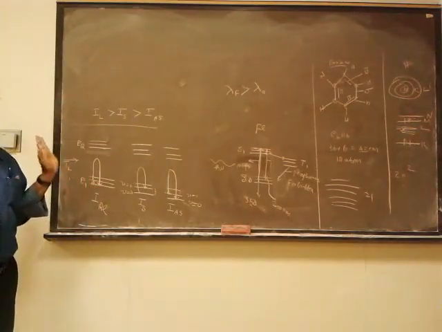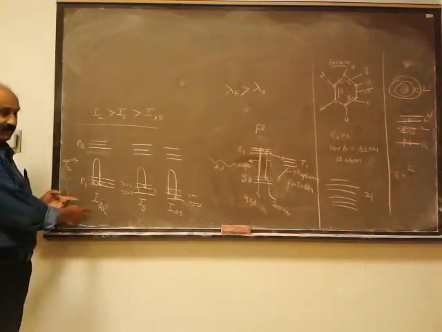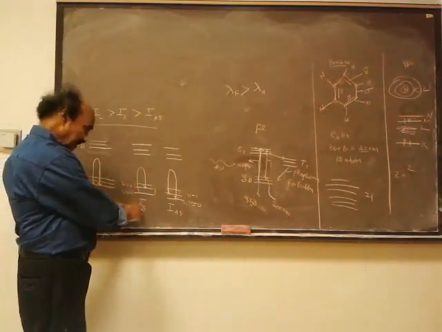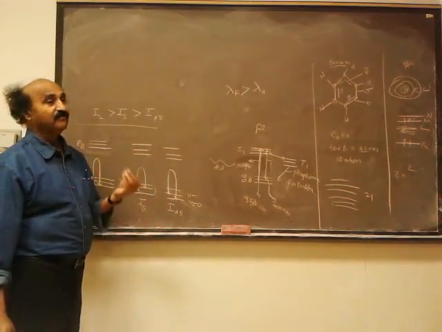So out of these three, which is more common? All three are possible from this explanation. Rayleigh will be more common. This will be less common. This will be least common. Understand? I'll give a very good example.